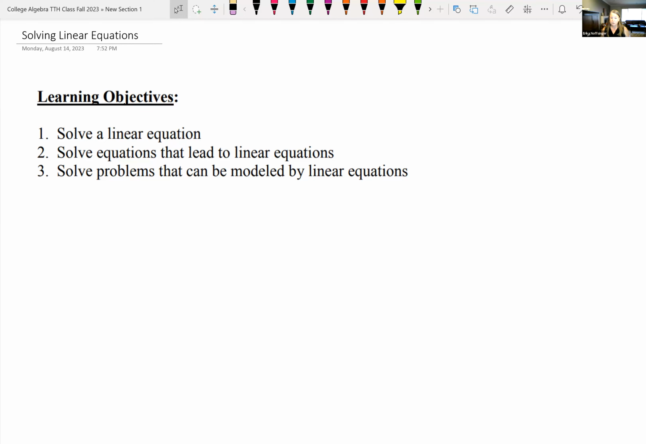We might get into a little more extensive problems than you've done in the past, but may not. After I talk about linear equations, I'm hoping you know how to solve them, and solve equations that lead to linear equations. When we first look at them, they might not actually be linear equations, but as we go through to solve it, it becomes a linear equation. And hopefully then we'll also be able to solve application problems involving linear equations.